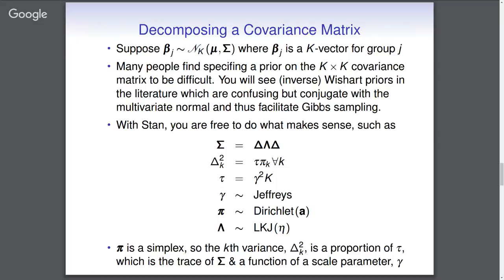If you go back to the not so distant literature, you'll see a lot of people before there was Stan using Wishart priors, or even worse, inverse Wishart priors for covariance matrices such as sigma. The reason they do that is that if you make that particular prior assumption, there's going to be conjugacy between the priors and hyperpriors and the likelihood, and you can derive a Gibbs sampler.